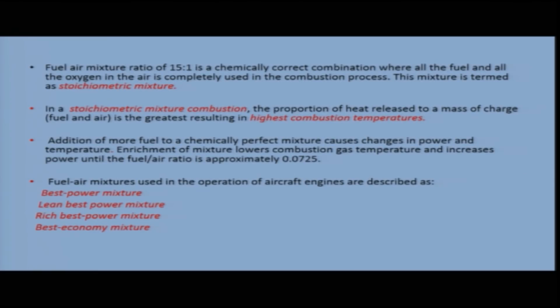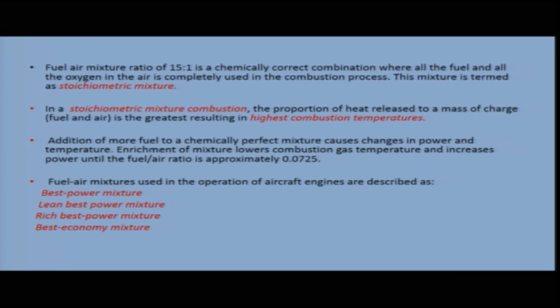A fuel air mixture of 15:1 is a chemically correct combination where all the fuel and all the oxygen in the air is completely used in the combustion process. So, when complete combustion is taking place where all the fuel and all the oxygen in the air is getting burnt, that is your chemically correct combination, which is around 15:1. This mixture is termed the stoichiometric mixture.